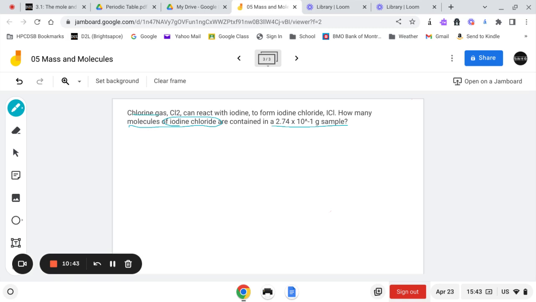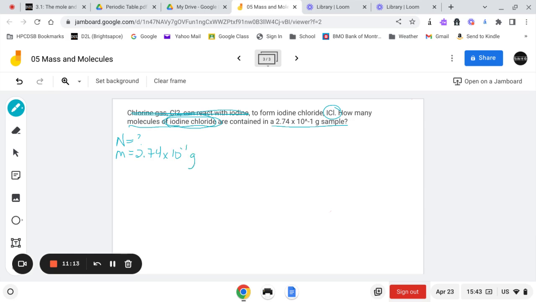But I'm kind of tempted just to cross that out because I don't need anything about chlorine gas and I don't need anything about iodine. They're asking me about the product, iodine chloride, and there's its formula right there. So it says how many molecules? Well, molecules is capital N. We don't know what that is. They told us the mass. Let's write that down: 2.74 times 10 to the negative 1 grams.